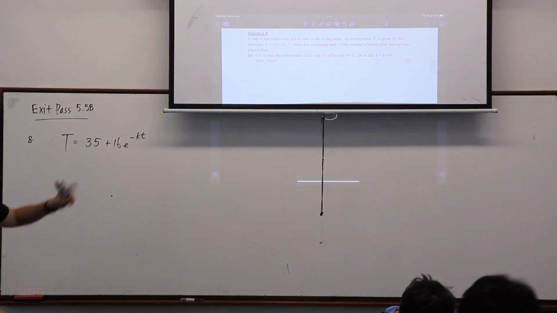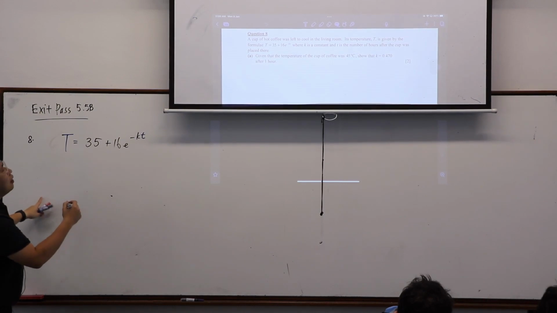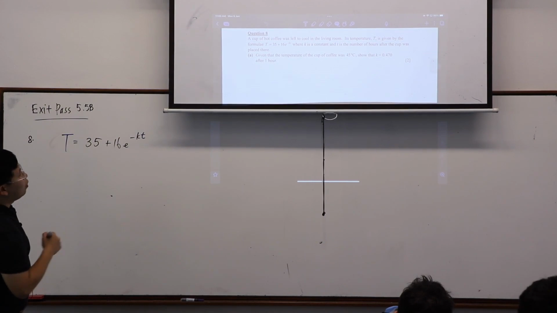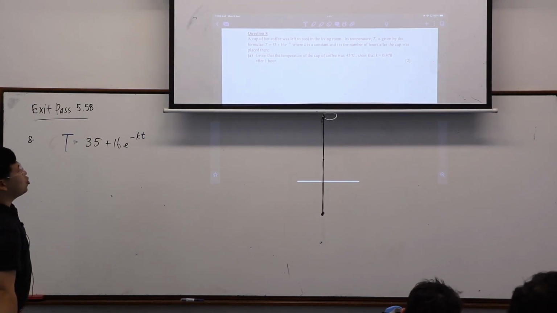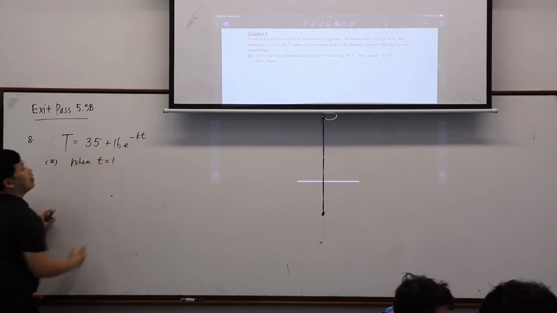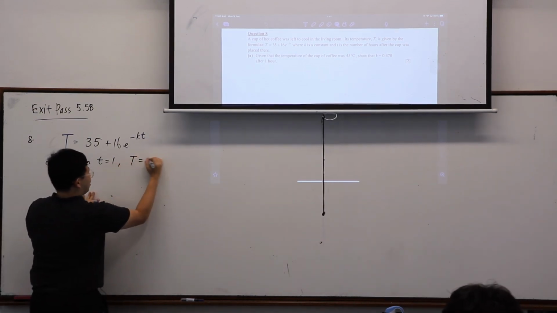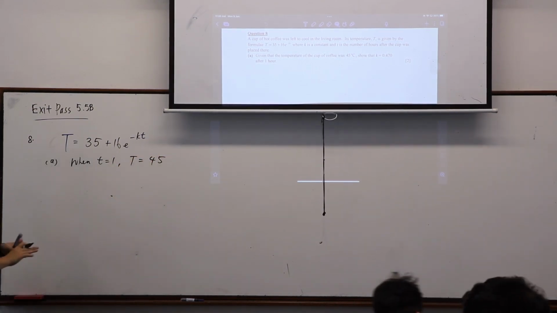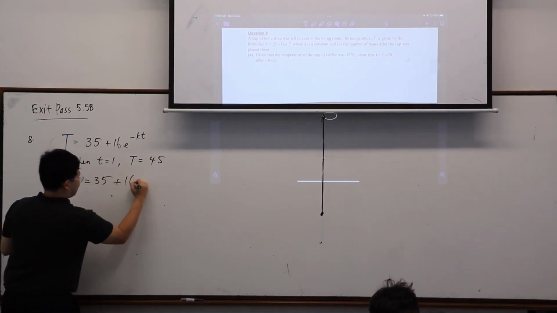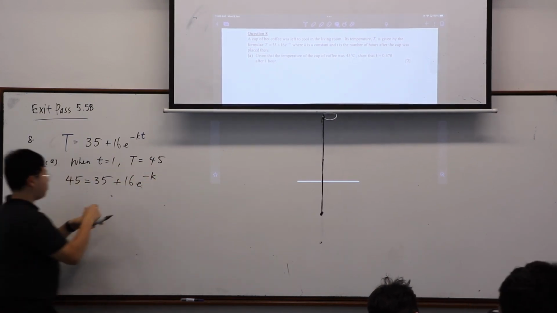Okay, let's start. Given this equation, given that the temperature of the cup was 45 after 1 hour, show that k equals 0.470. So after 1 hour, when t equals 1, t is in hours, double check. Then the temperature is 45 degrees. So we try to solve for k. So 45 equals 35 plus 16e to the power of negative k times 1.